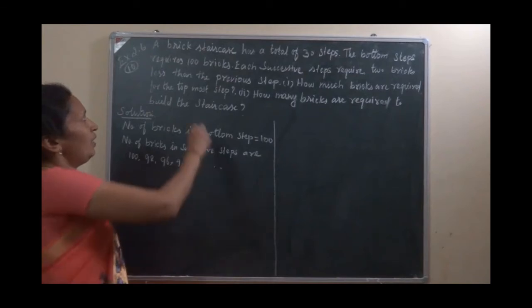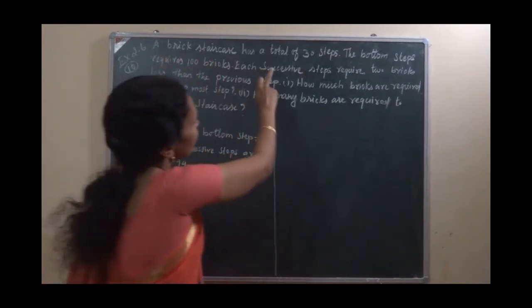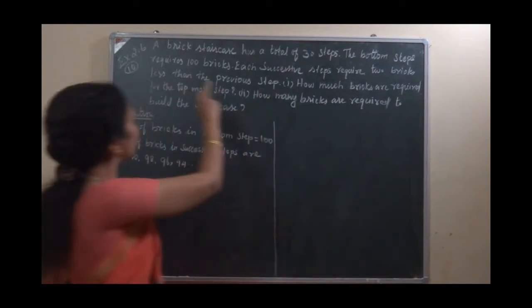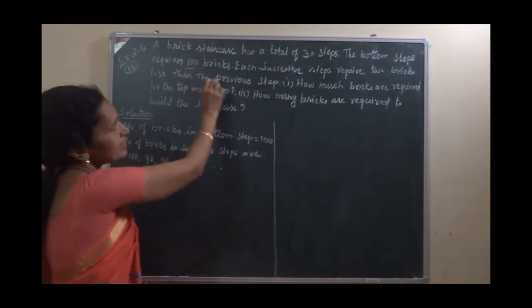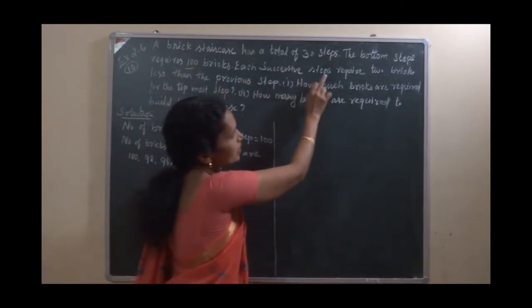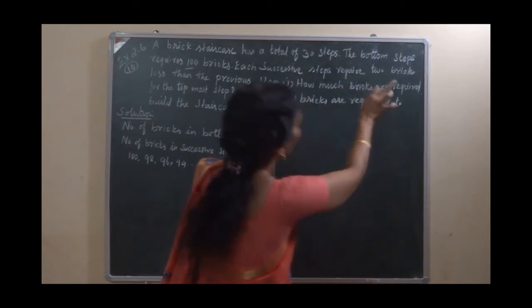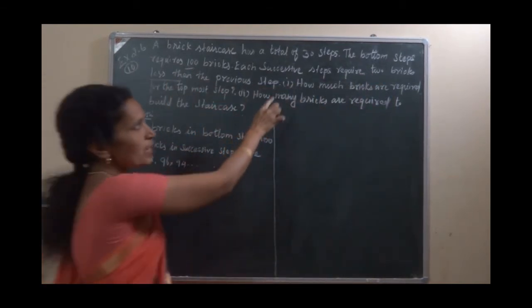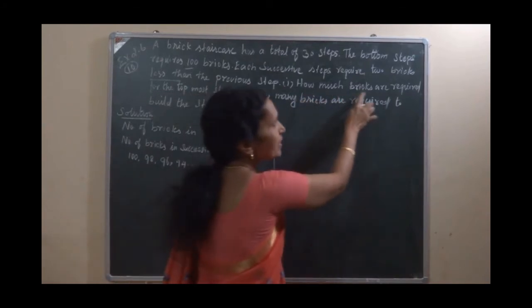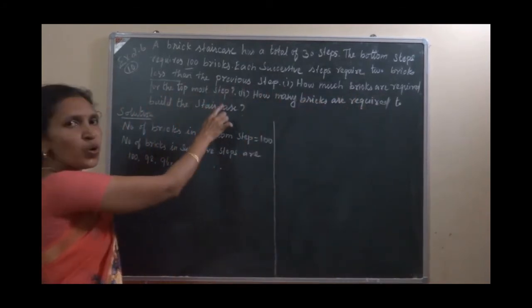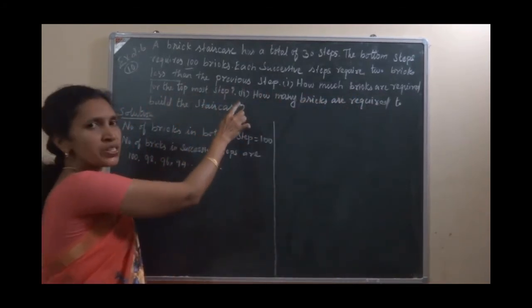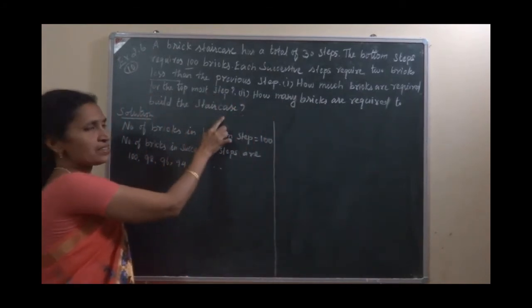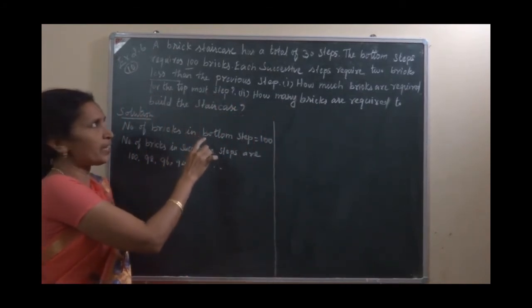A brick staircase has a total of 30 steps. The bottom step requires 100 bricks. Each successive step requires 2 bricks less than the previous step. Question number 1: How many bricks are required for the topmost step? Question number 2: How many bricks are required to build the staircase? Do you understand this question?